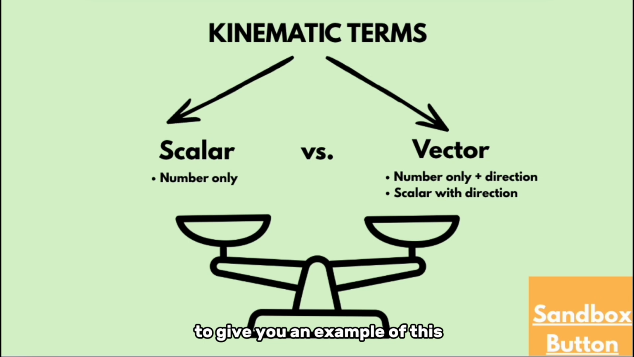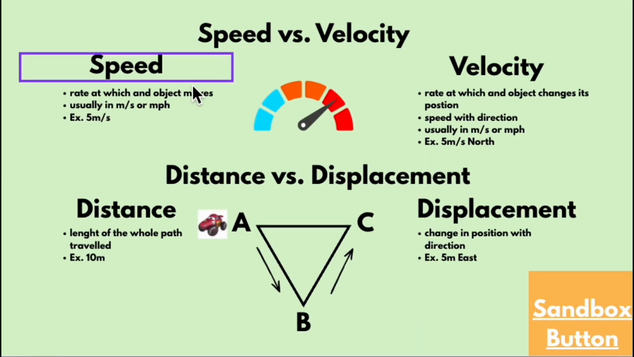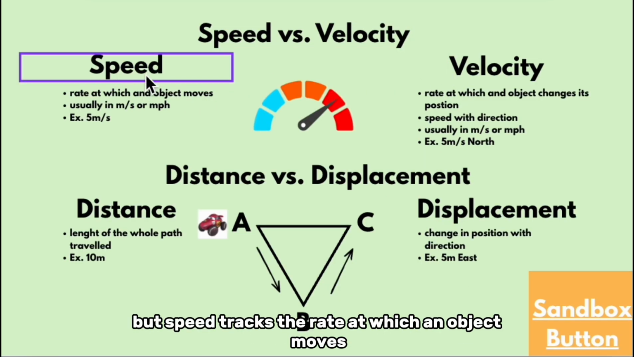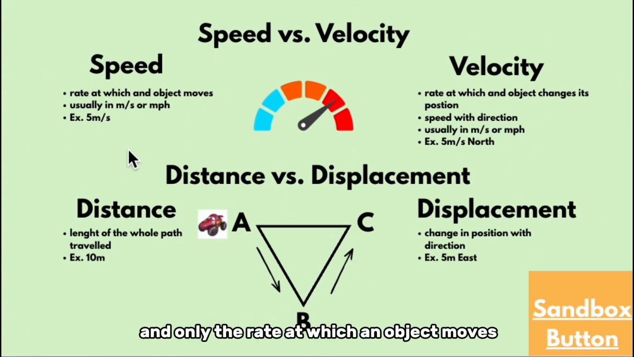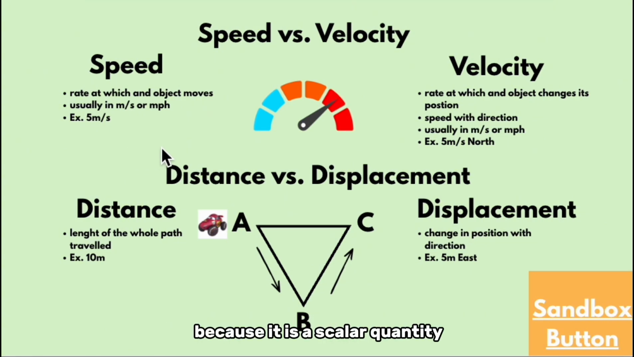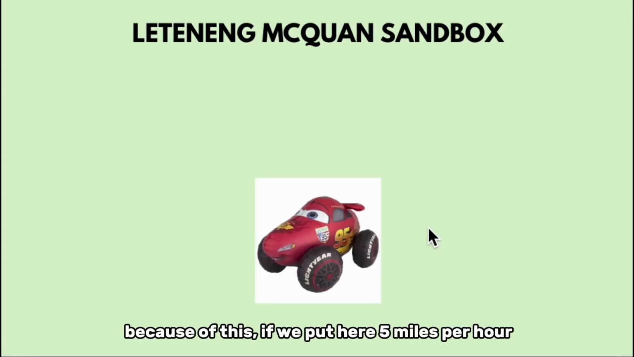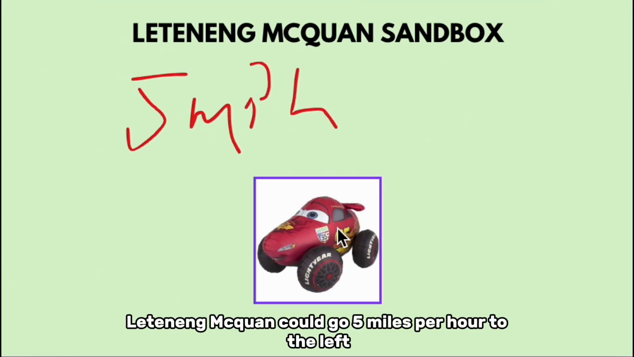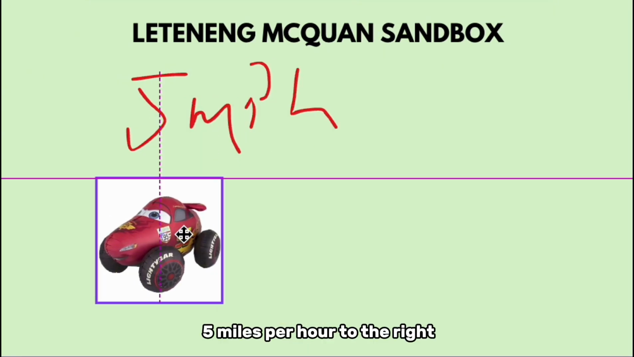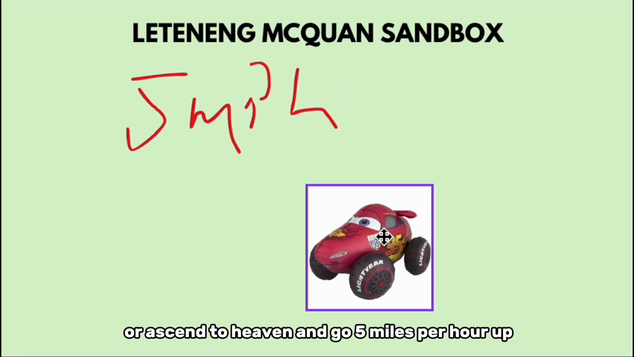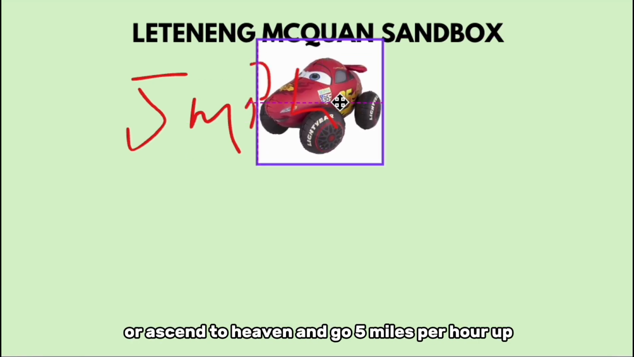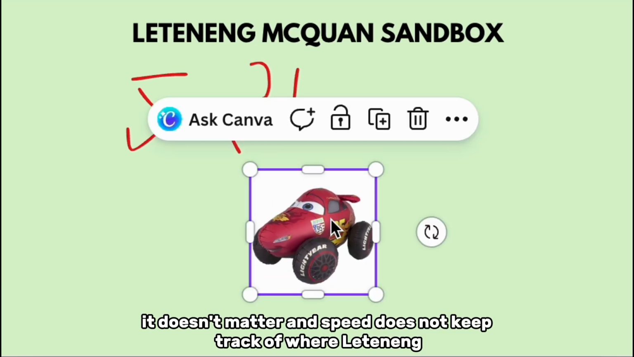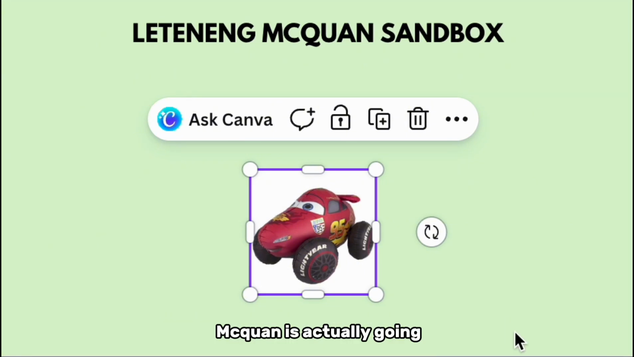To give you an example of this, we have speed and velocity. Both of these sound like the same thing, but speed tracks the rate at which an object moves and only the rate at which an object moves because it is a scalar quantity. Because of this, if we put here 5 miles per hour, which is Leteneng Mcquan's speed, Leteneng Mcquan could go 5 miles per hour to the left, 5 miles per hour to the right, or ascend to heaven and go 5 miles per hour up. It doesn't matter, and speed does not keep track of where Leteneng Mcquan is actually going.